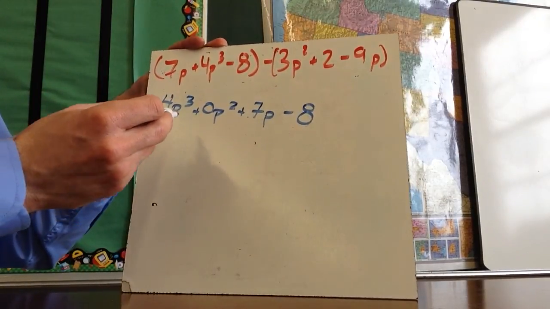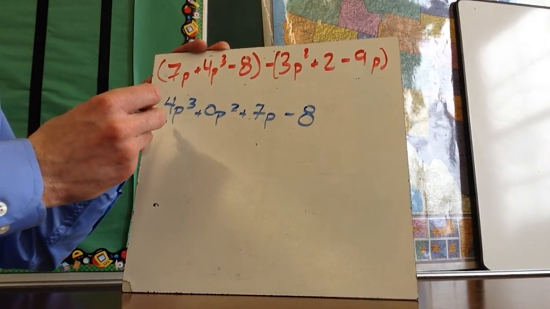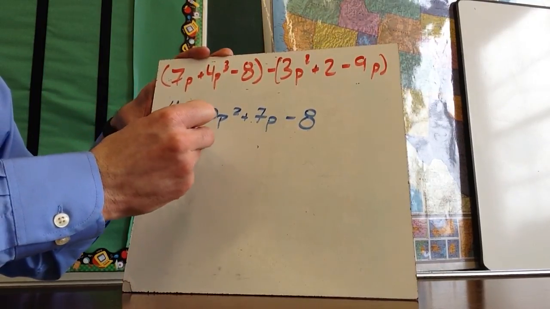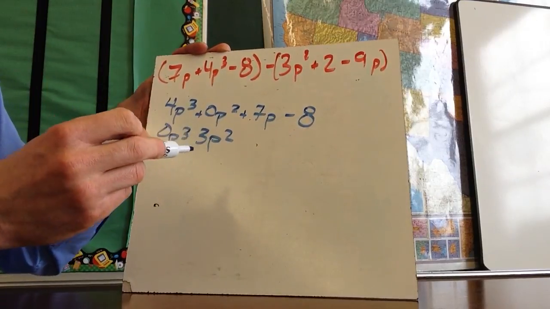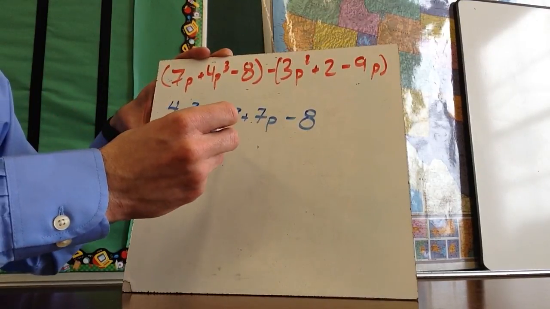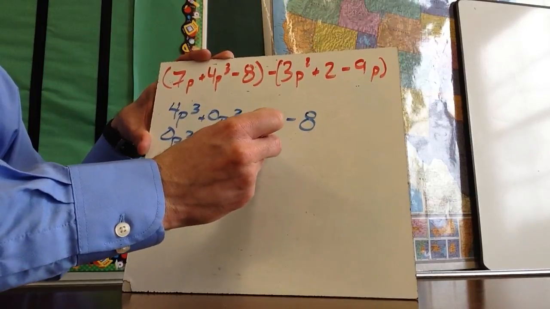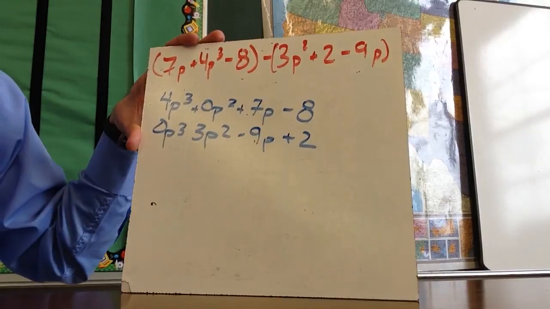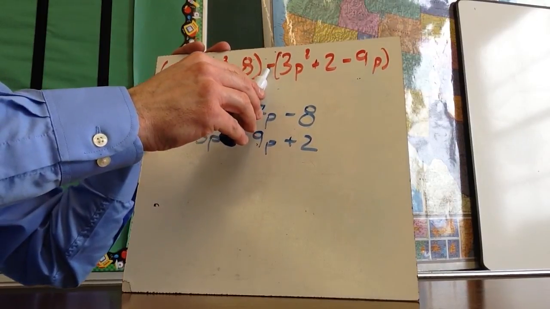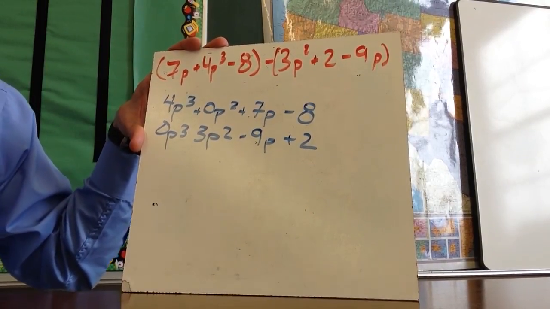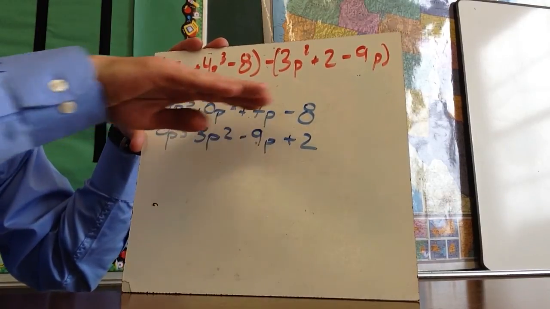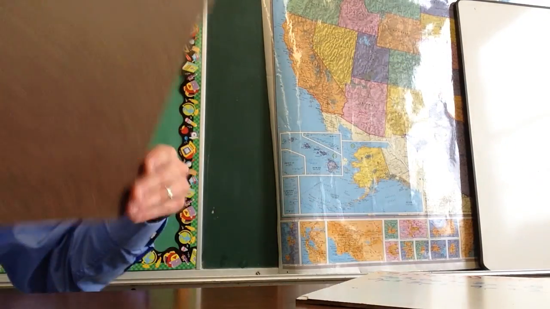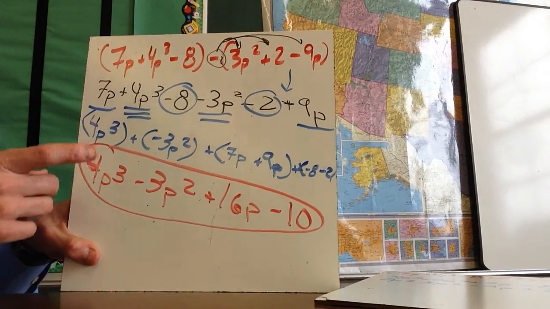Then I'm going to go 0p cubed, 3p squared, negative 9p plus 2. Now, what I want you to notice, one key difference here is I did not distribute this negative sign. If you distribute the negative sign, you are now going with the vertical method and no longer horizontal. Okay, so in this particular example, I did distribute. You have to if you're solving it this way.